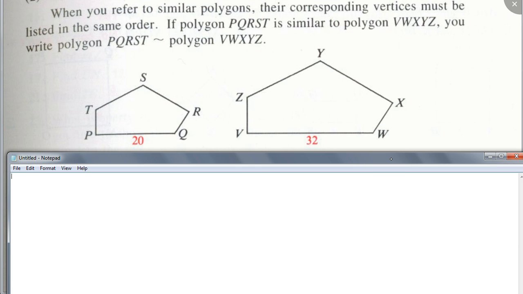So here's an example of similar polygons. Go ahead. When you refer to similar polygons, their corresponding vertices must be listed in the same order. With polygon PQRST similar to polygon VWXYZ, you write polygon PQRST similar to polygon VWXYZ. What do you think that symbol means? Yeah, similar. Okay, so you read it as polygon PQRST is similar to polygon VWXYZ.